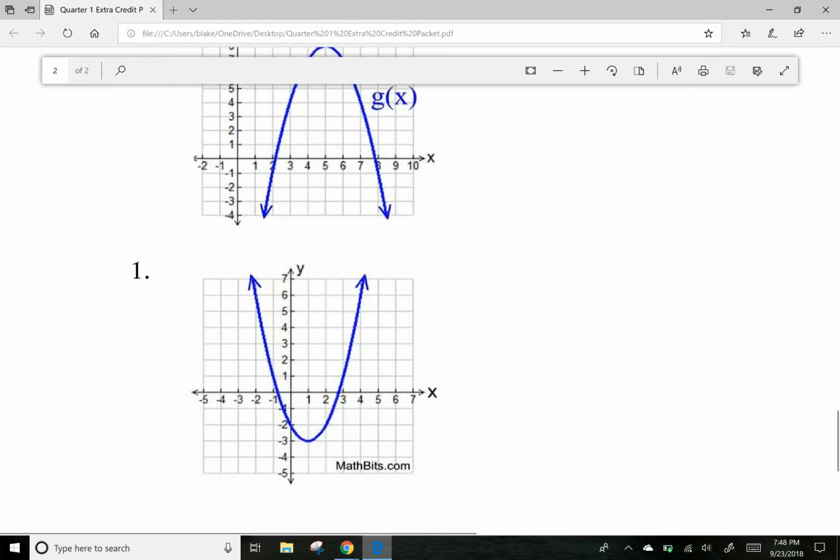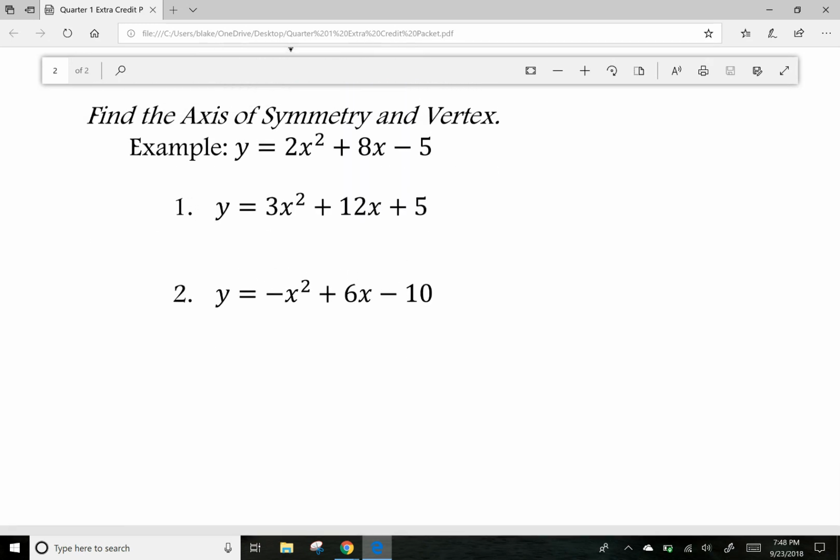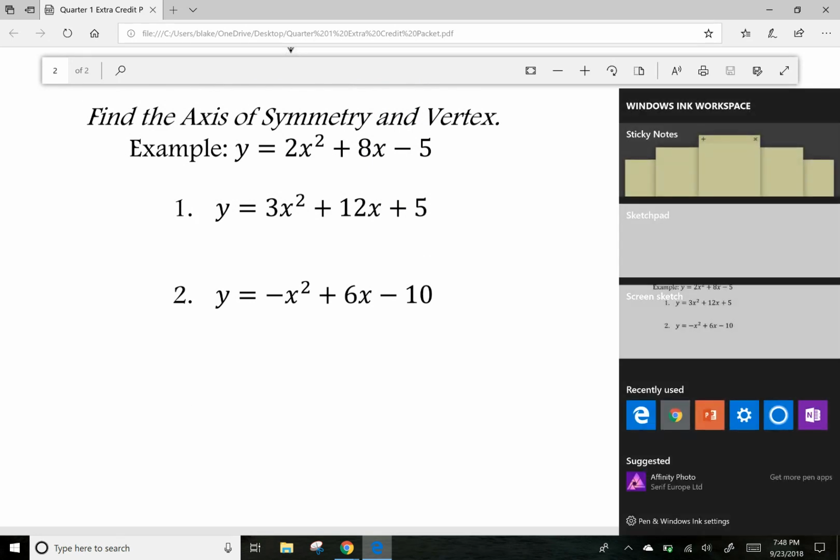For the zeros, I know they aren't perfect, but let's just assume in your problem, like I assumed in mine, what the zeros were. All right, back to my sketch pad. If you want to find the axis of symmetry and vertex but you don't have the graph.